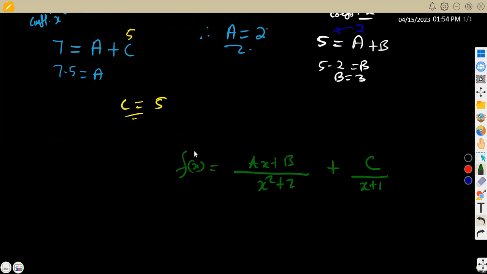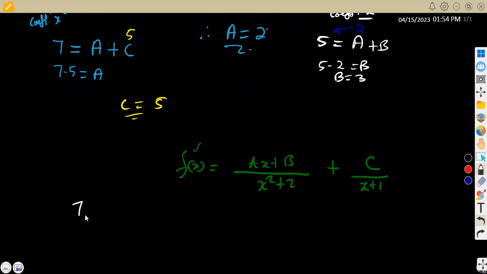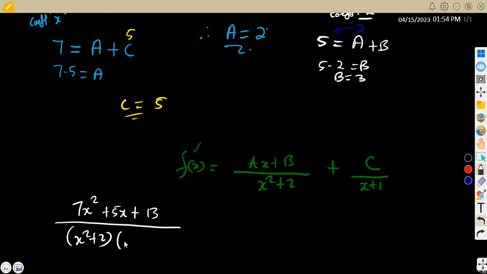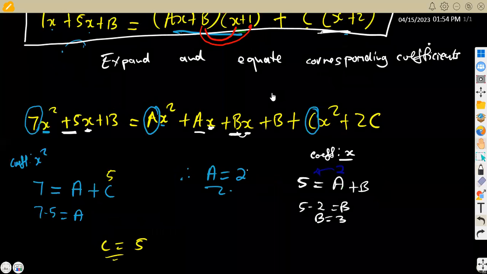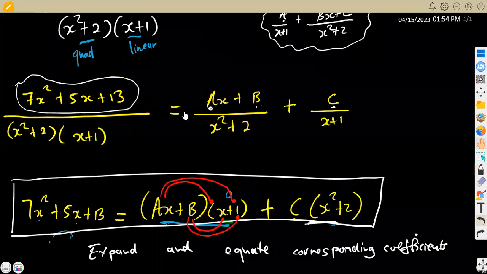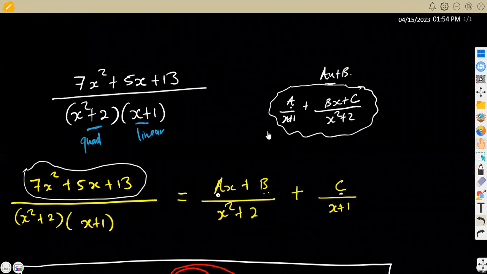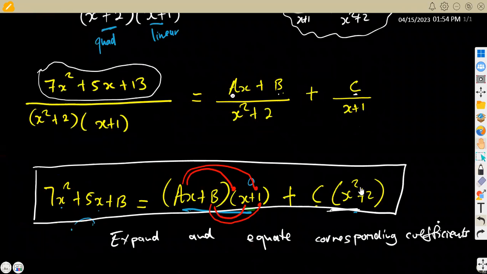So what does it mean? This f of x is the whole expression that we had before. It means 7x squared plus 5x plus 13, the whole expression, over x squared plus 2 into x plus 1. That was the expression that we were given previously, that we expanded from this part here. Remember this part. So now we are just going to substitute our a, our b, and our c into our final answer.